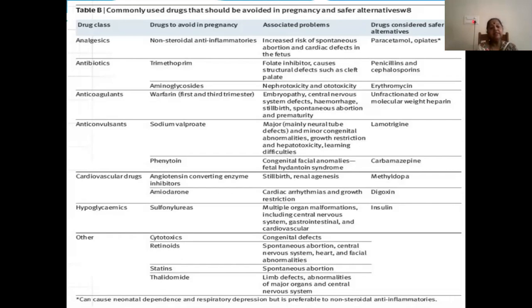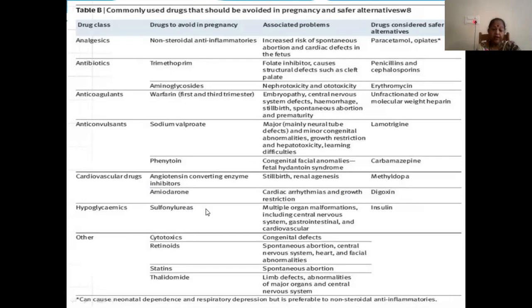In anticonvulsants, avoid sodium valproate and phenytoin. Associated problems, the major one is neural tube defect, and also minor congenital abnormalities, growth restriction, and hepatotoxicity. And you can use the newer anti-epileptics like lamotrigine. Cardiovascular drugs, ACE inhibitors are contraindicated and amiodarone is also contraindicated. They lead to stillbirth, renal agenesis, cardiac arrhythmias, and growth restriction. So as an alternative here you can use digoxin.